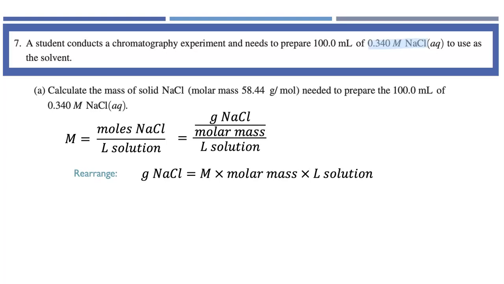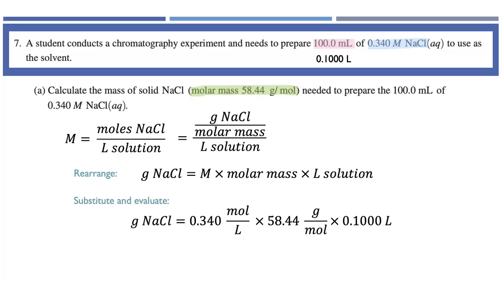Well, we know all those. We were given the molarity of the NaCl. We were given the molar mass of NaCl. And we know the volume of the solution. We actually know it in milliliters, but we can divide by 1,000 to turn that into liters. So we can just substitute those values in, and we get an answer of 1.99 grams of NaCl.